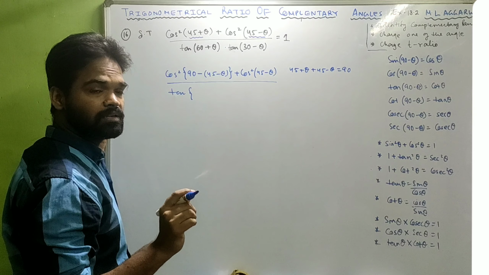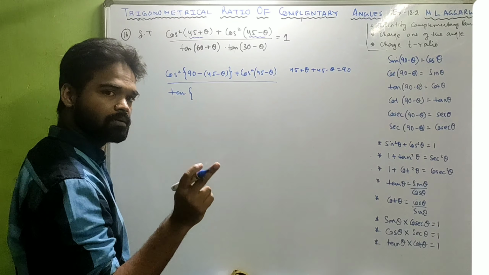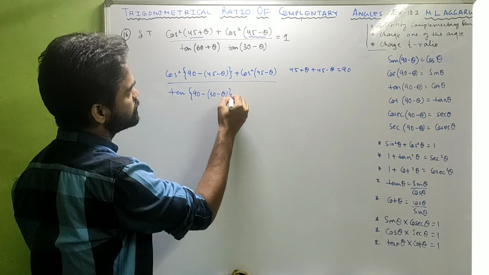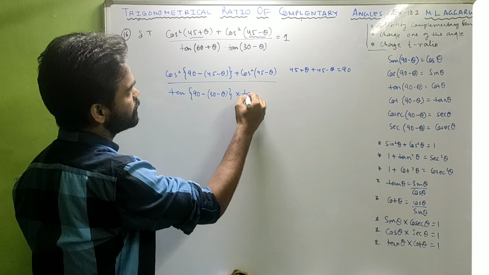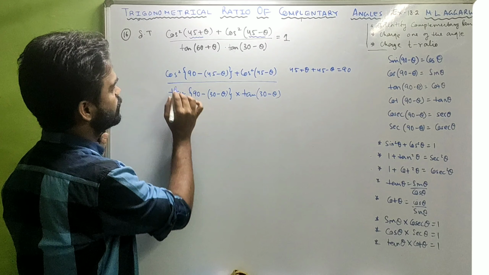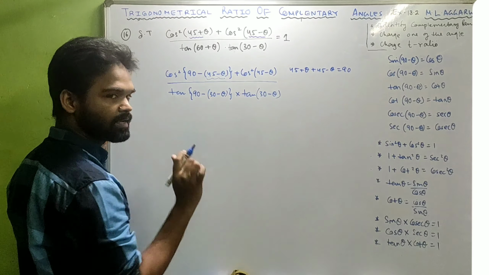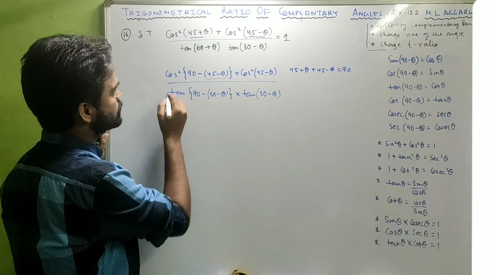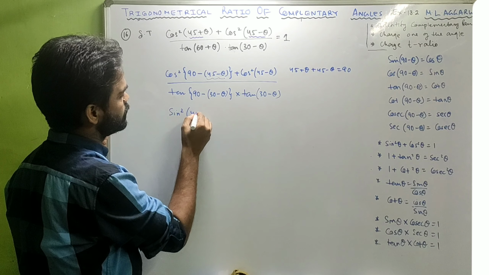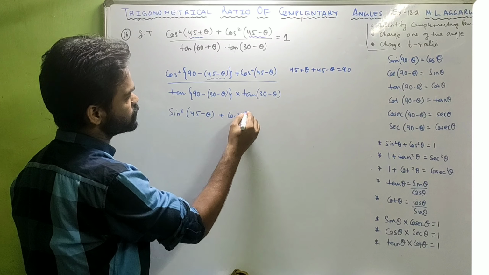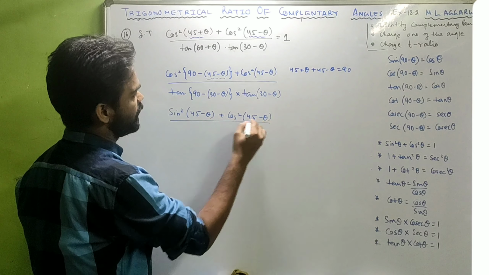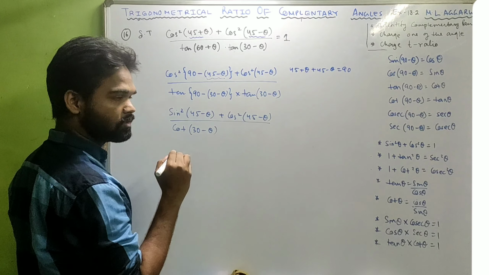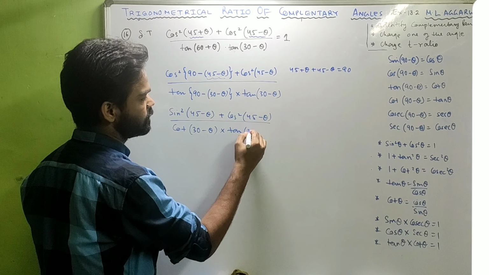Similarly, in the denominator, 60 plus theta and 30 minus theta, they both are complementary. So this I can write as tan(90 minus (30 minus theta)), isn't it? Multiplied by tan(30 minus theta). Now look, suppose this is x, cos(90 minus x) is sin x. So this will be sin square(45 minus theta) plus cos square(45 minus theta) by tan(90 minus x), which will be cot x, that's cot(30 minus theta) multiplied by tan(30 minus theta).